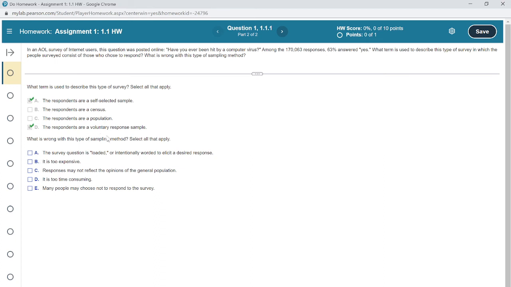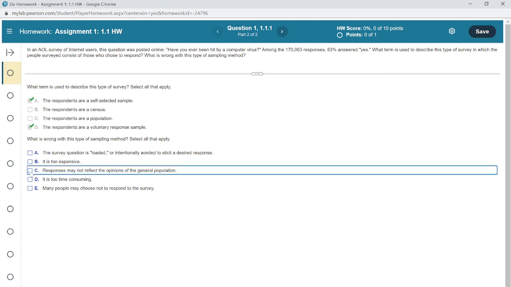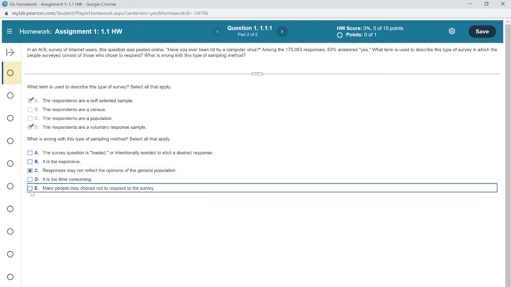What is wrong with this type of sampling method? It is too expensive, or we don't know about it. Responses may not reflect the opinion of the general population. Yes, that's right, because it's a voluntary response. It is too time consuming. Okay, we don't know about it. Many people may choose not to respond to the survey. Yes, that might be true.